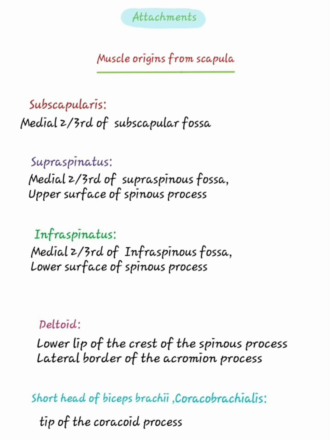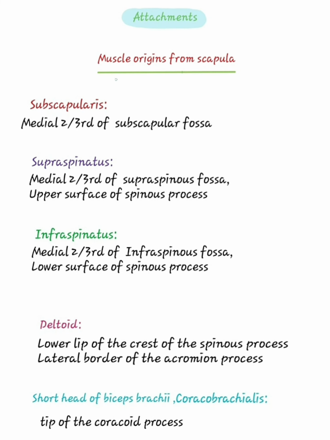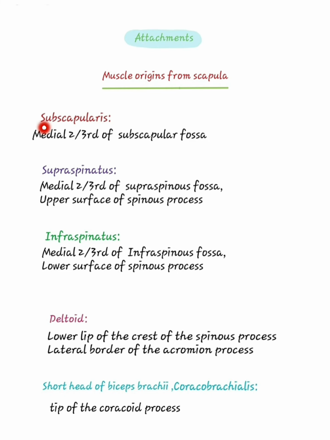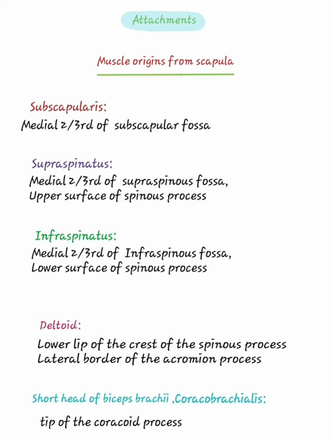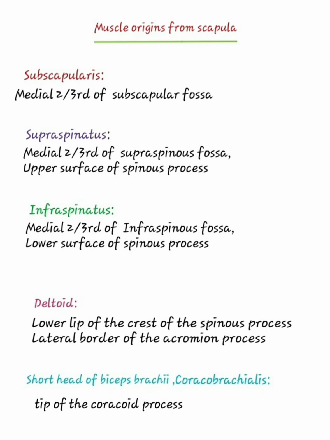Now let's see about attachments. Muscle origins from the scapula. Subscapularis arises from medial two-third of subscapular fossa. Supraspinatus arises from medial two-third of supraspinous fossa, upper surface of spinous process. Infraspinatus arises from medial two-third of infraspinous fossa, lower surface of spinous process. Deltoid arises from lower lip of crest of the spinous process and lateral border of acromion process.